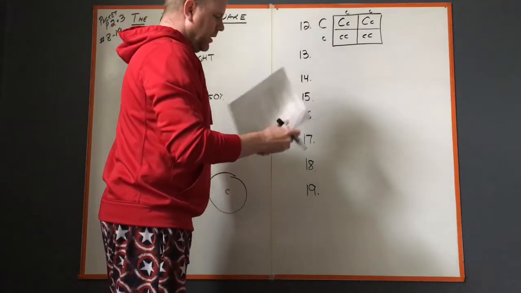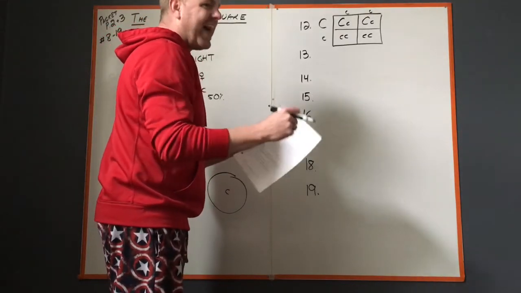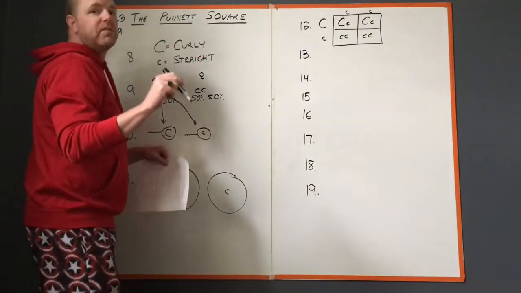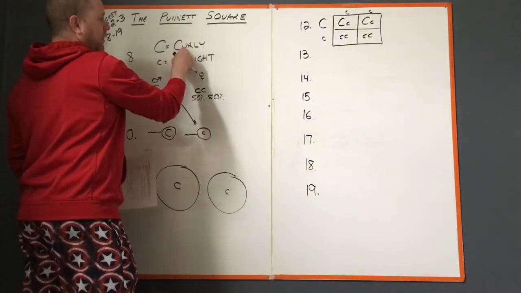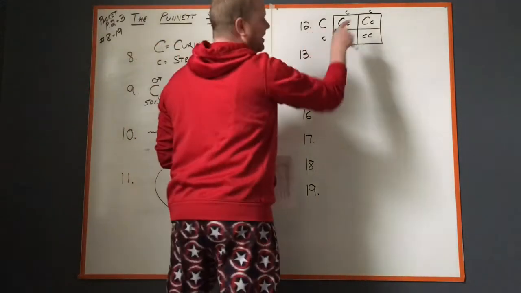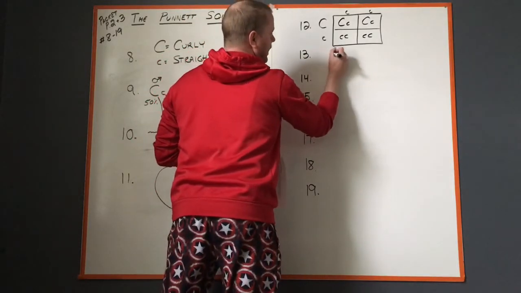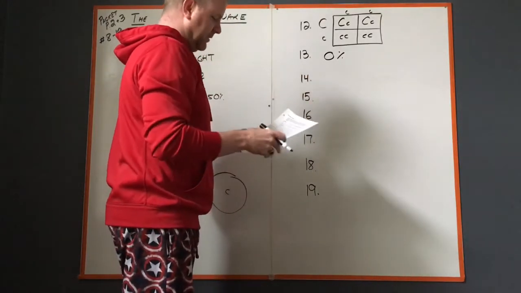Let's do it. Let's see, number 13. What are the chances of it being homozygous curly? Remember, curly was capital C. Homozygous means the 2 letters have to be the same. So we'd have to have a curly. Well, do we have any big C's? No, right? Therefore, the answer for number 13 is 0%. We have no chance of a big C.